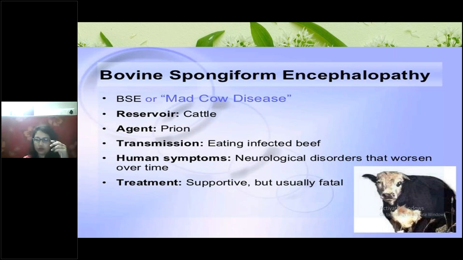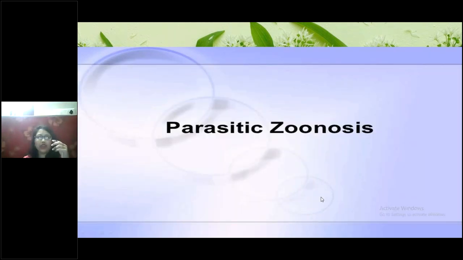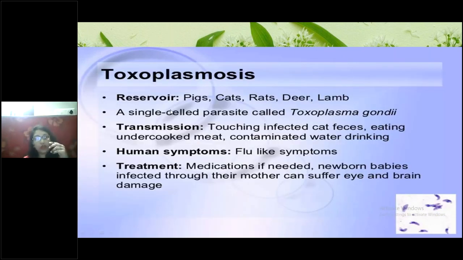Then there can be parasitic zoonosis like toxoplasmosis, as you might remember. It is a single-cell parasite known as Toxoplasma gondii, and it is transmitted by touching infected cat feces or eating undercooked meat or contaminated water. Then there are flu-like symptoms, and medications, if needed, are given.